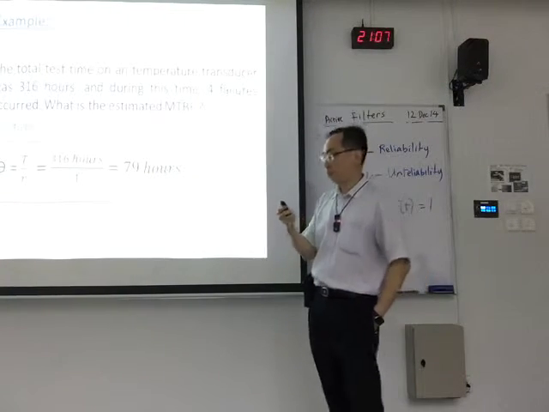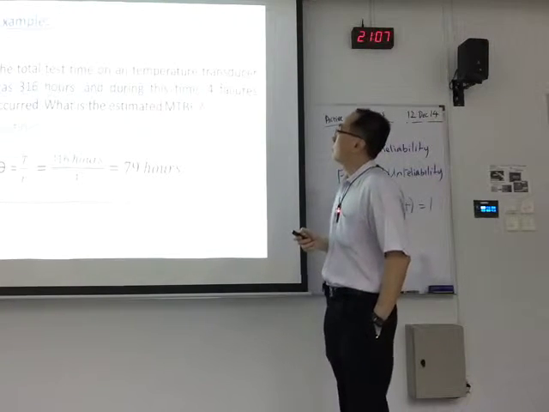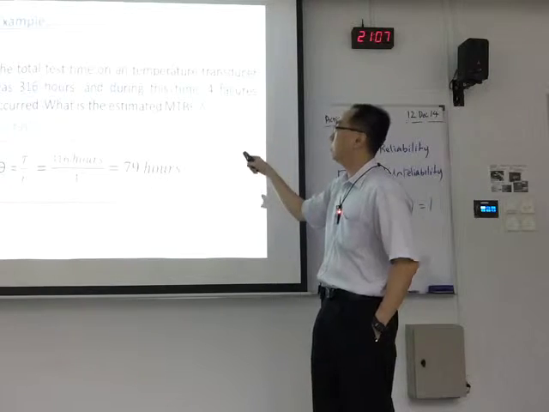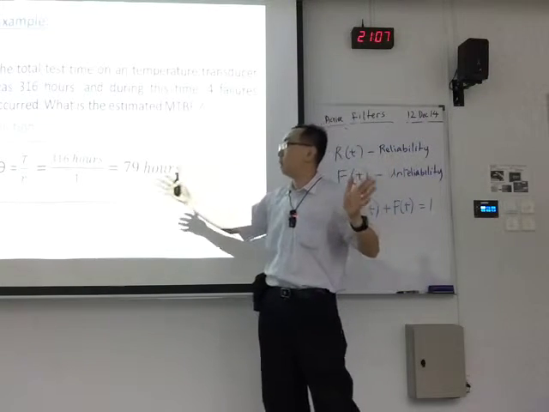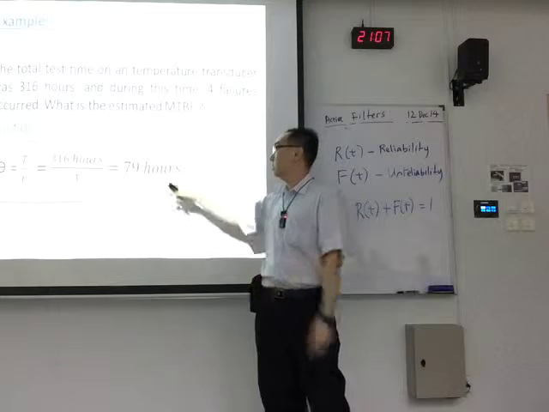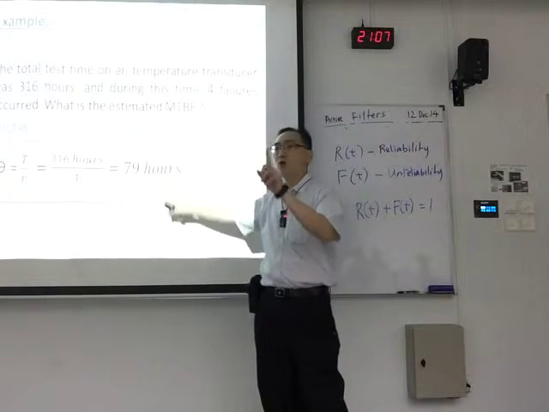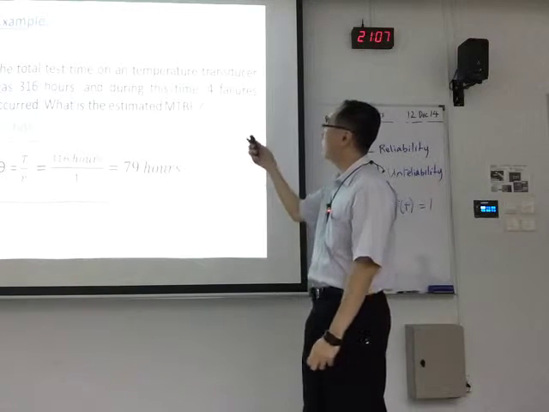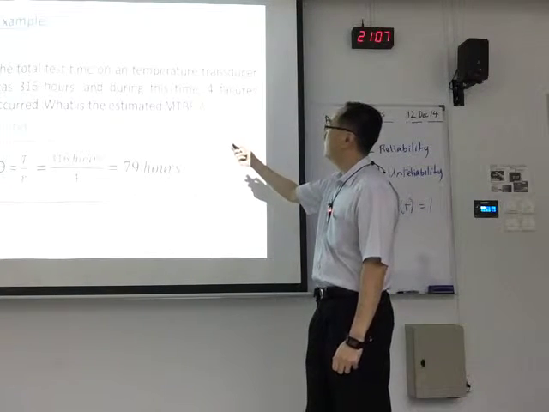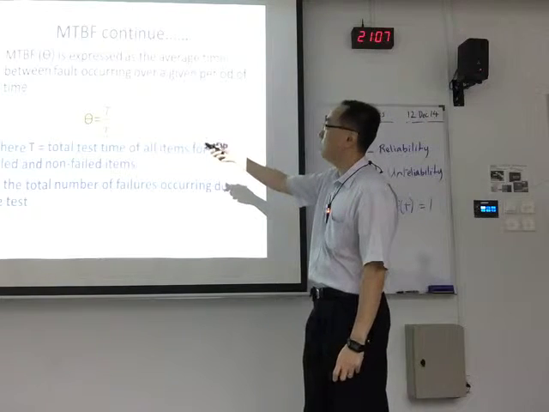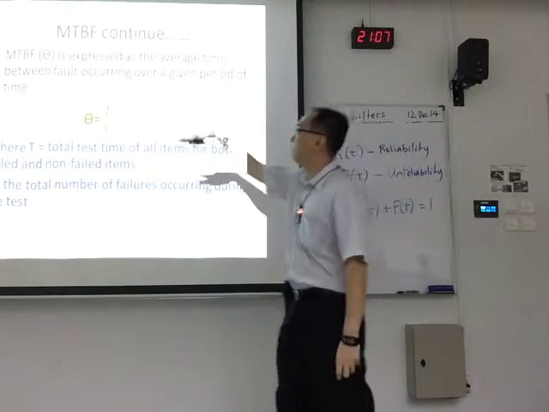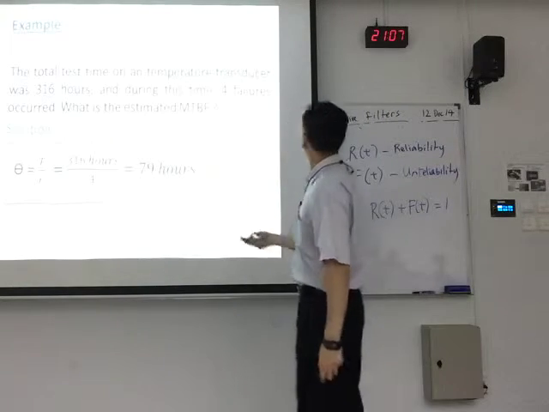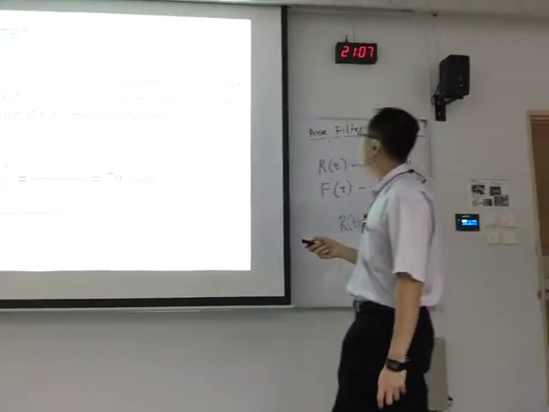That's the meaning. You see what I mean? This is a very quick example just to explain to you. That means over the total test time, on average, after 79 hours, one will fail. That's the meaning, so it's called the mean time between failure, MTBF. Those in the box are very important. You must try to remember them. So, in the box.